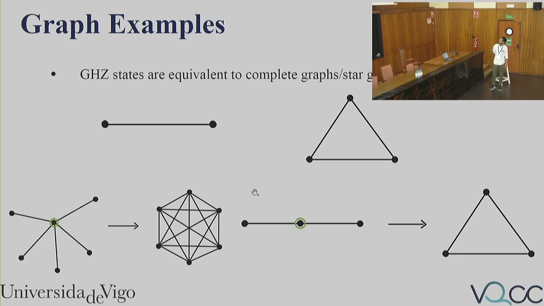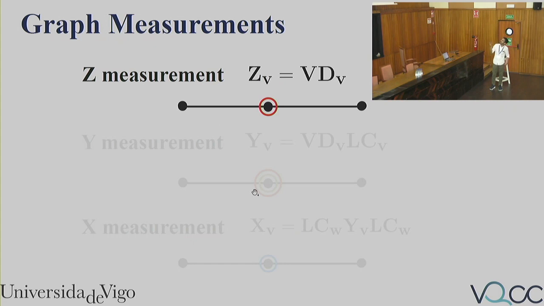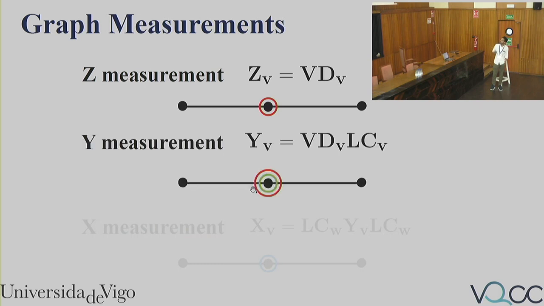So, we have the Pauli measurements and how to represent them as graph operations. First is a Z measurement. We can just represent it as a vertex deletion on that particular vertex. On whichever vertex we want to perform the Z measurement, we perform a vertex deletion. For a Y measurement, we have a local complementation followed by a vertex deletion. So I'm representing here a green circle, which stands for the local complementation, and then a vertex deletion operation.